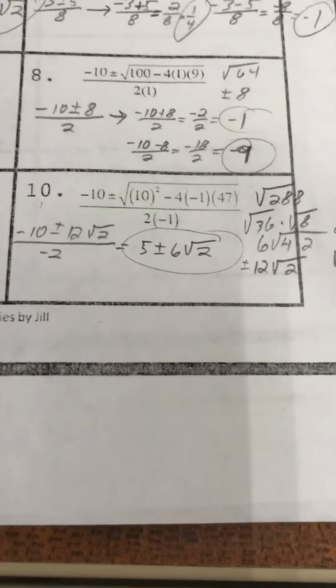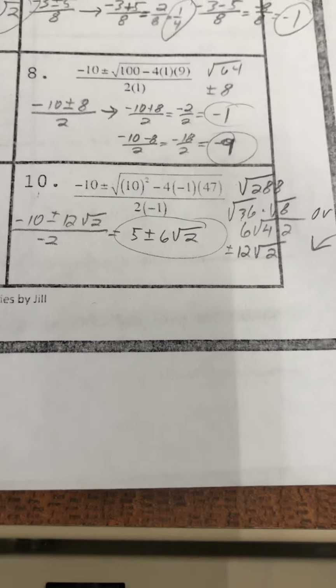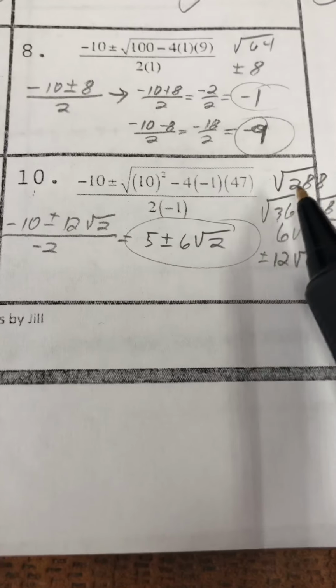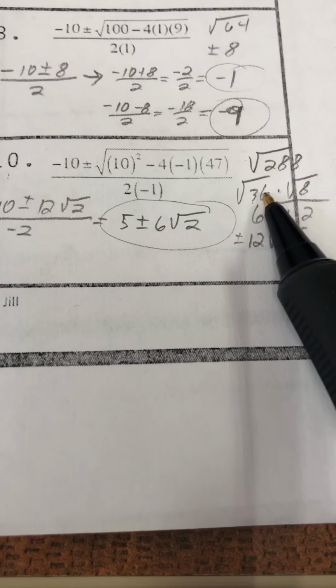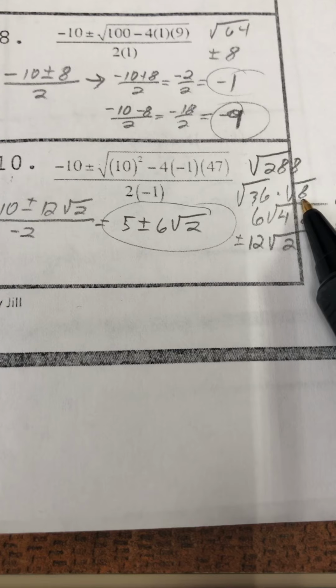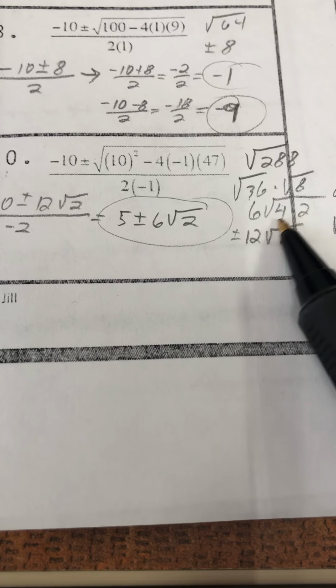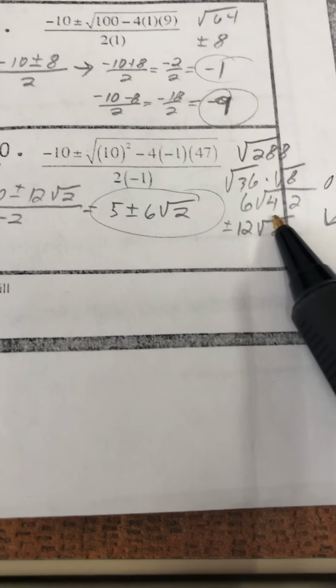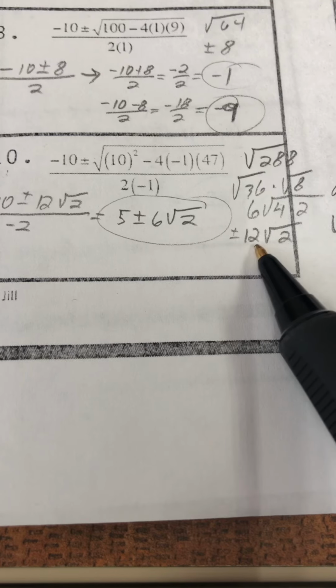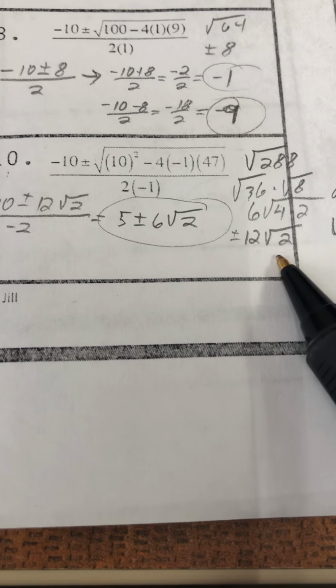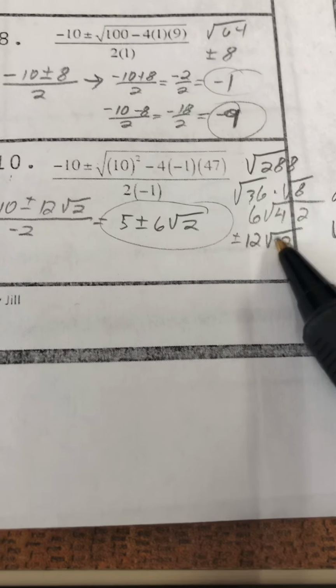And here you could take a look at number 10. What I wanted to show you with number 10 is, I started off with 36 and 8, and I was like, well, 8 can be broken down again to 4 and 2, so I brought out a 2, so 6 times 2 gave me 12. I went about it in 2 steps. You could do that if you miss one of them.